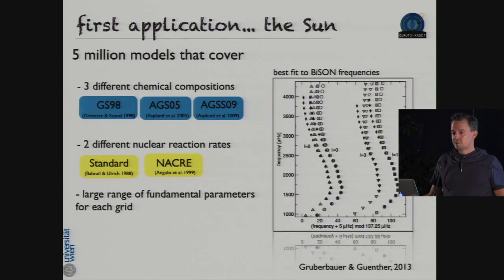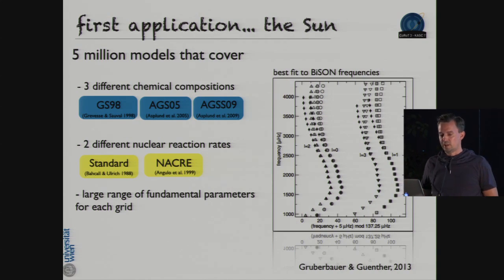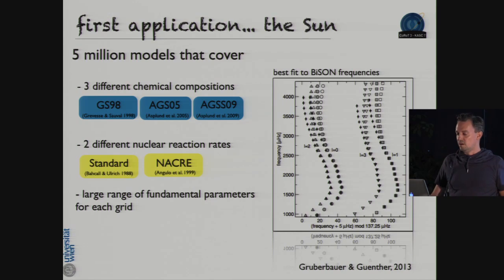Okay, the first application of this new method was, of course, the sun. In helioseismology, we still have a number of problems, one of which is the abundance problem. There were the abundances a long time ago, and helioseismology worked really fine, but then Asplund came up with some new abundances, and suddenly helioseismology didn't work anymore. Not completely, but there was a problem.